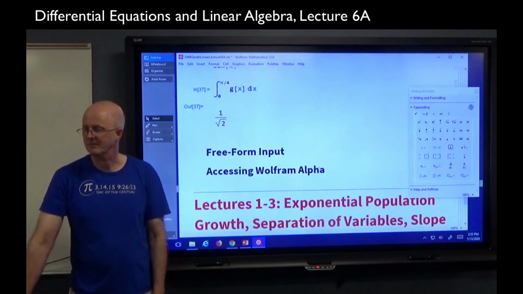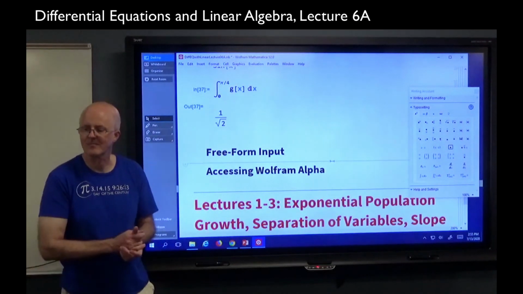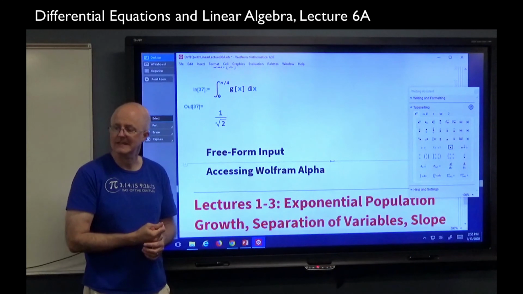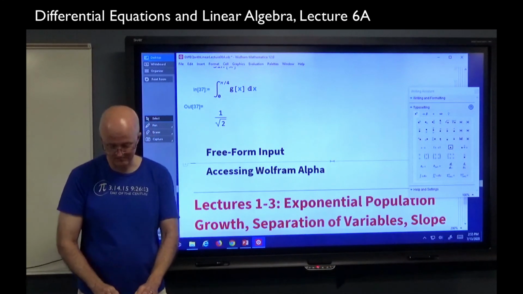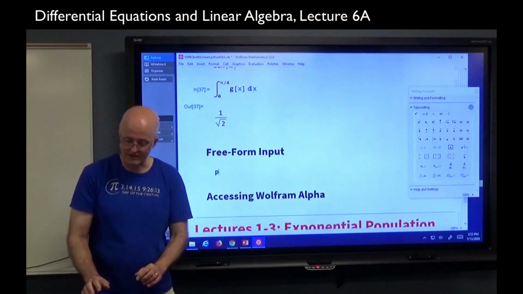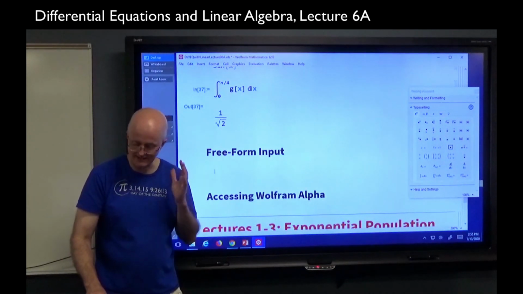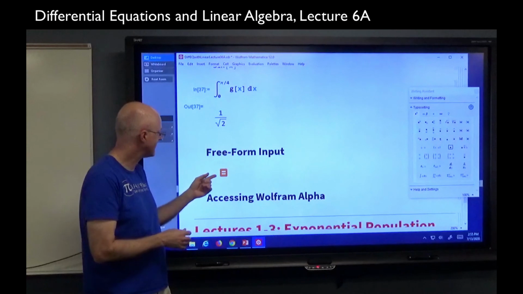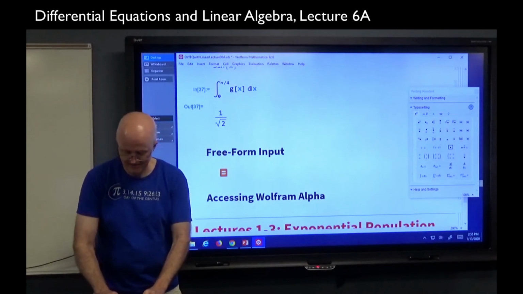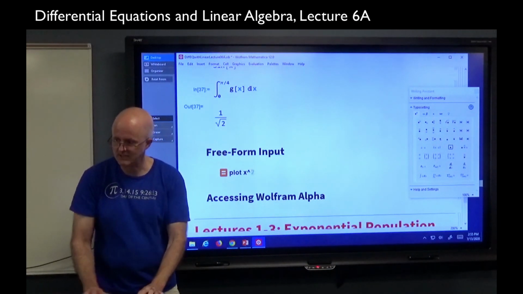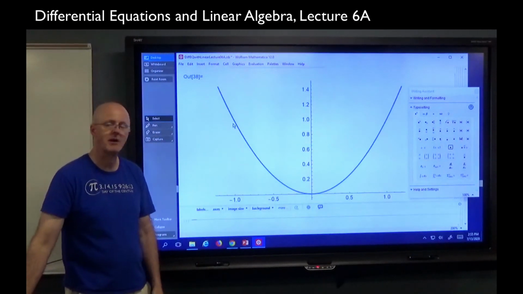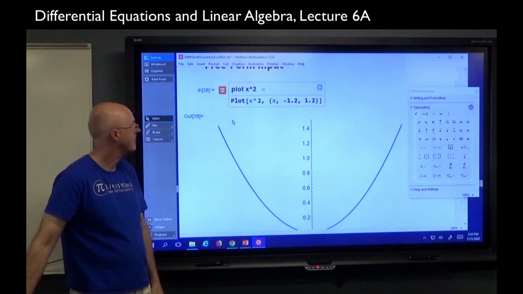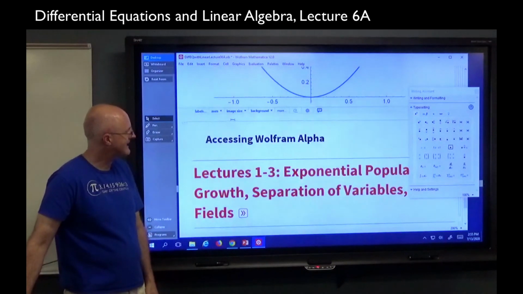What's freeform input? That's essentially AI, essentially like Wolfram Alpha as well. So I can type, but to make it do freeform input, you need to type an equal sign at the beginning. And notice when I did that, it's a funny looking equal sign. This will plot x squared just like you would do on Wolfram Alpha. And it picked a plot range for me, picked a domain. It's not actually accessing Wolfram Alpha.